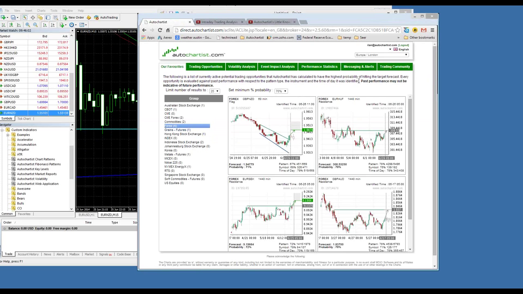Similarly, you can change your language on the top right-hand side. While I'm on the subject, you can change the language of Autochartist. We're constantly adding new languages, but so far I think there are 17 languages in Autochartist and 13 languages in the messaging and alerts in the email section.